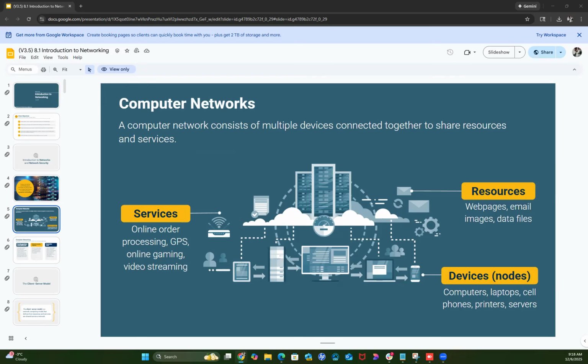So what is a resource? A resource can be a web page, email, image, data, file, etc. Anything like a web page, email, image, or data file, we call a resource. And what is a service? A service is a computer program that has a function, such as processing an online order or doing a calculation. Examples of services are GPS, online gaming, and video streaming.